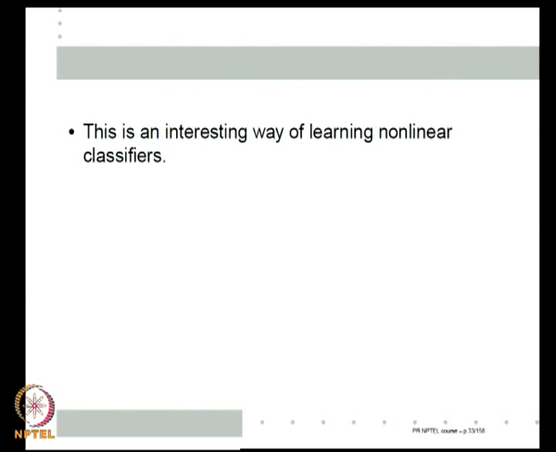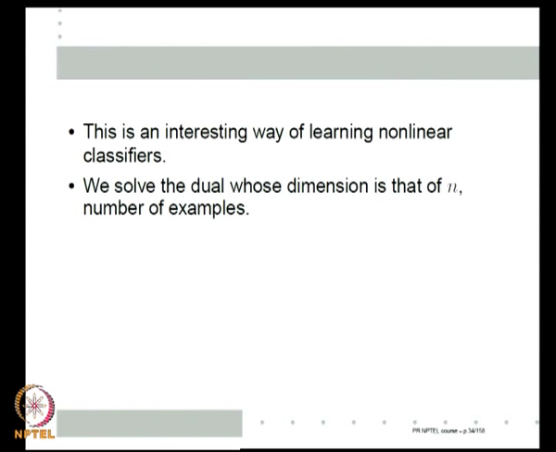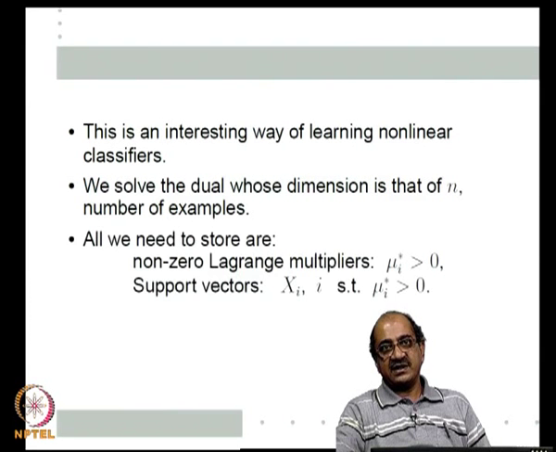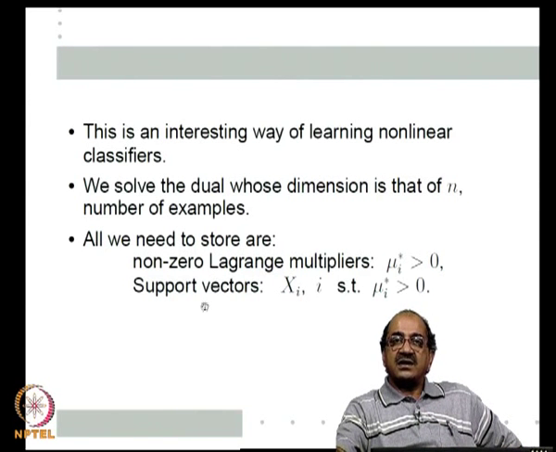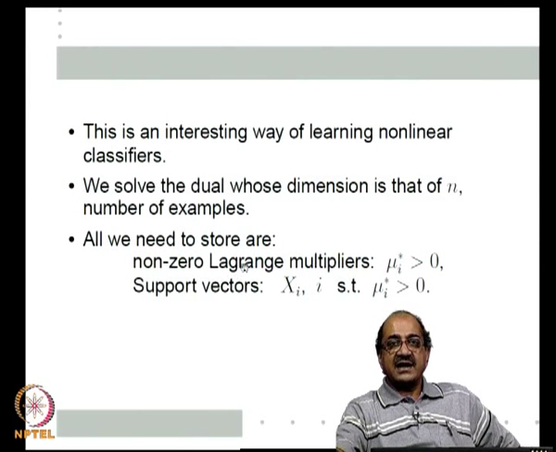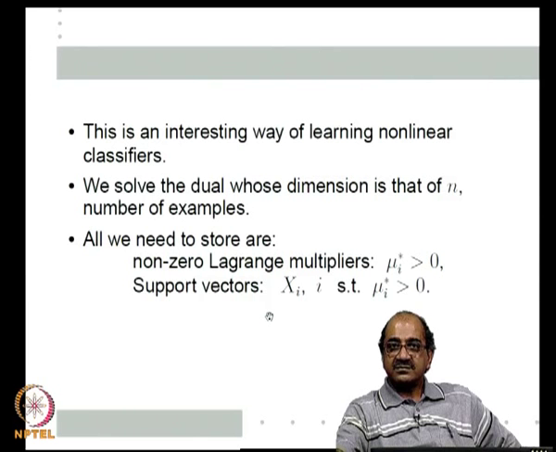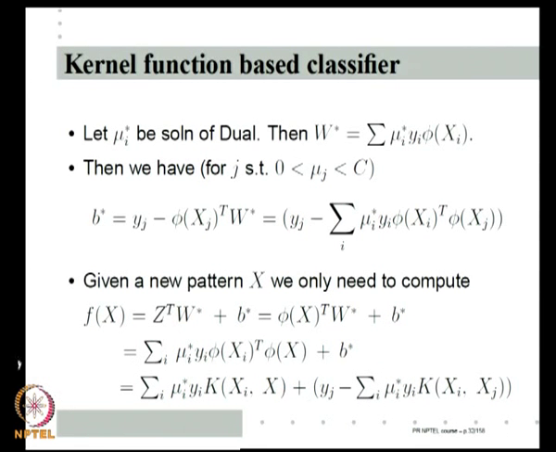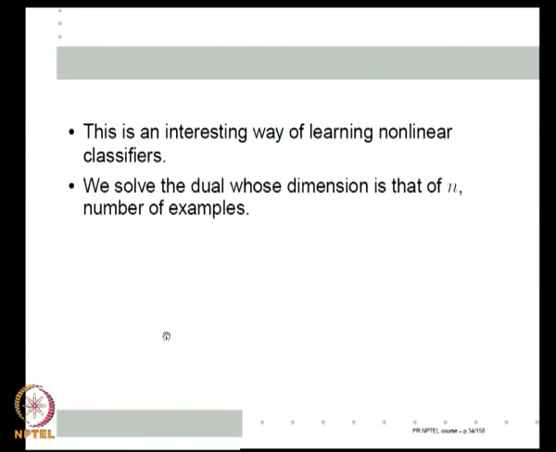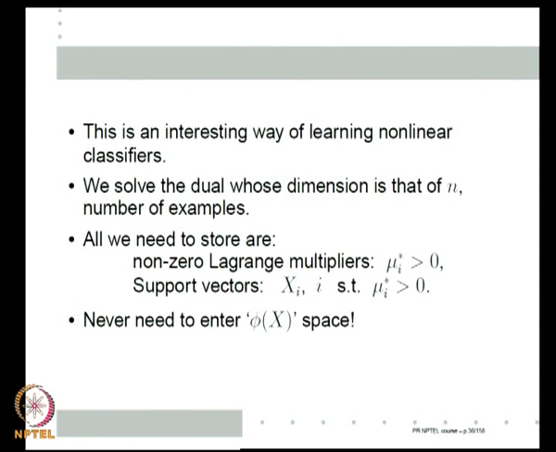So, this is really an interesting way of learning a nonlinear classifier. We solve the dual whose dimension is that of n, the number of examples, irrespective of what is the high dimensional space in which you are finding the classifier. All we need to store after we solve the dual are the non-zero Lagrange multipliers and the corresponding training data x_i, which are called the support vectors. Once I have that, I know how to calculate classification of any new pattern. This is all I need to calculate the classification of any new pattern, right, which means I never need to enter the phi(x) space at all. I never need to calculate phi(x) for anything.